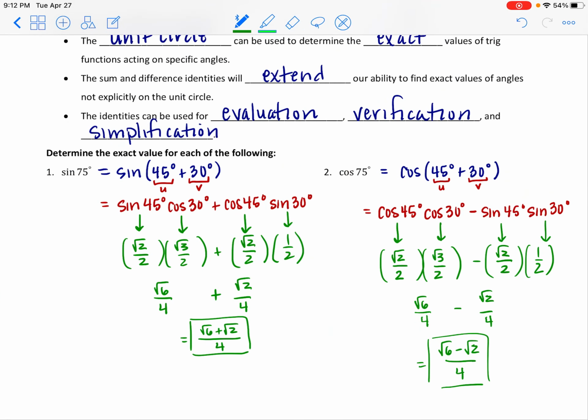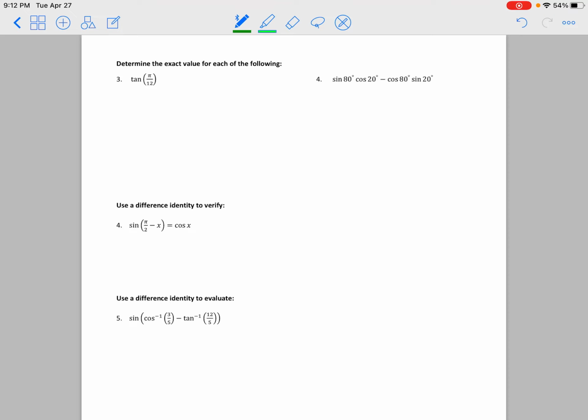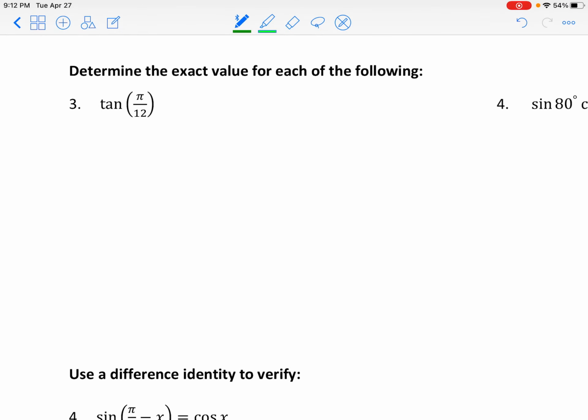Okay, so those two were pretty much the same thing, just using two different identities. Let me show you one that's a little different. Now, when the angles are in degrees, I think it's a little easier to conceptualize, like we can add, subtract, find differences and sums pretty easily. When the angles are not in degrees, when they're in radians, that's a little tougher.